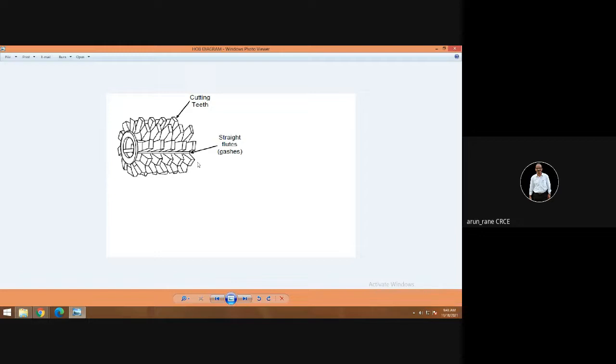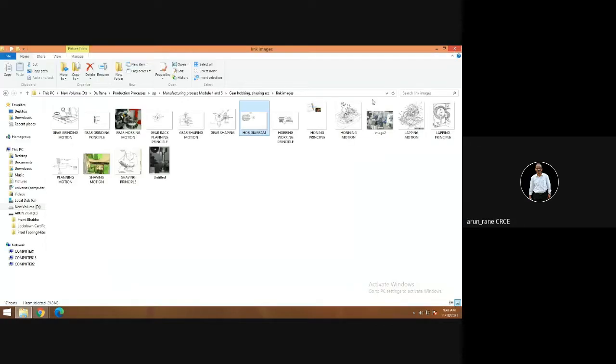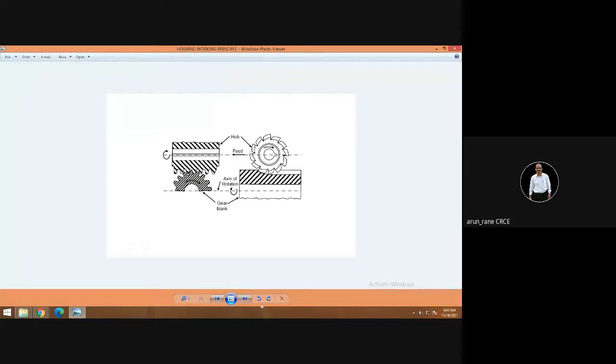And remember, if you want to cut a 4 module gear, then you should have a cutter corresponding to, or exactly of, 4 module. The module of the cutter and the module of the workpiece should be the same. The diameters and width can differ, but the module should be the same.